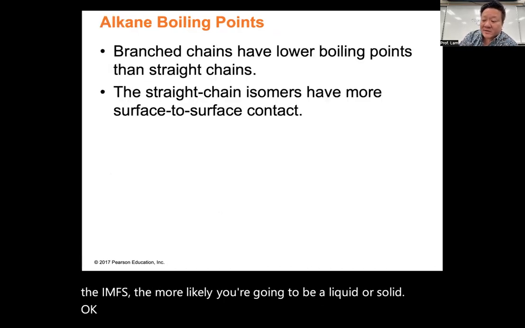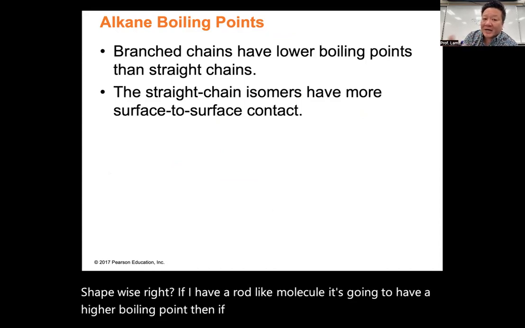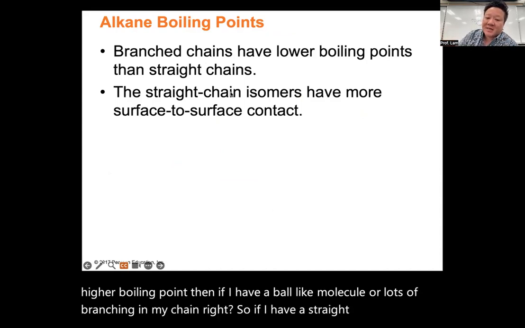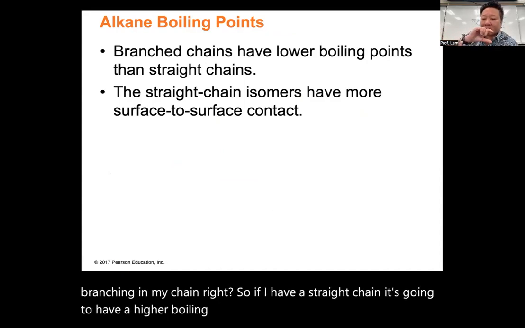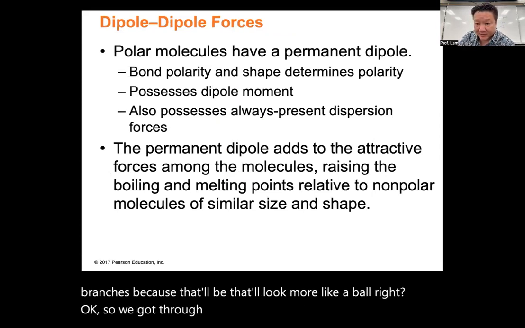Okay, so in general now you can say, shape-wise, if I have a rod-like molecule, it's going to have a higher boiling point than if I have a ball-like molecule or lots of branching in my chain, right? So if I have a straight chain, it's going to have a higher boiling point than a molecule with a lot of branches, because that'll look more like a ball, right? Okay, so we got through our first IMF, dispersion forces. Let's go to the board.